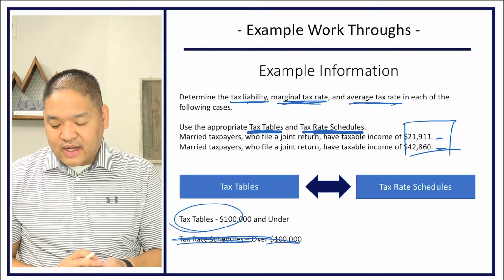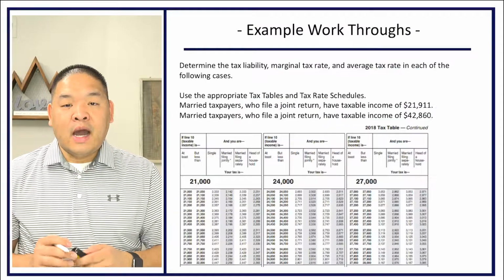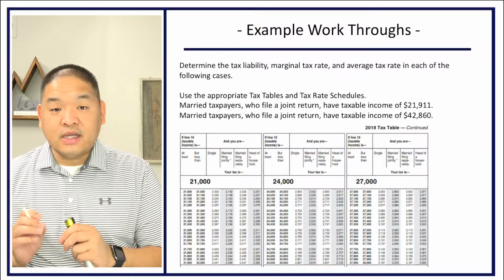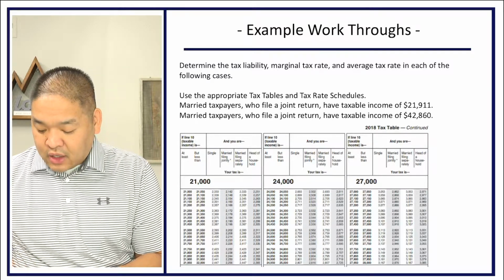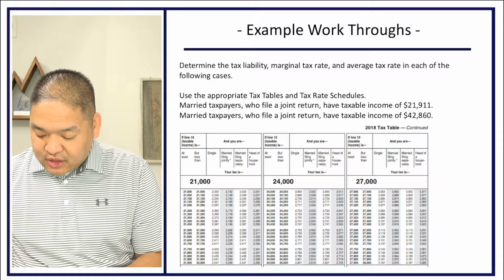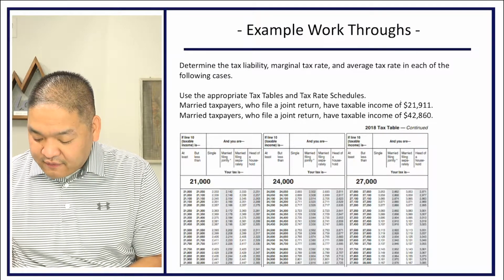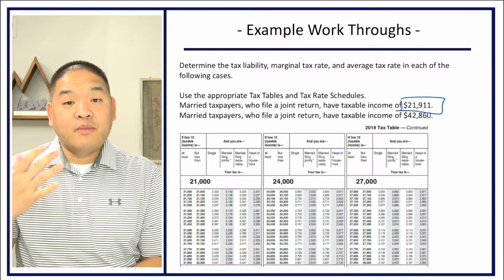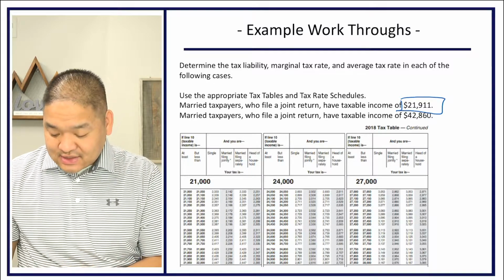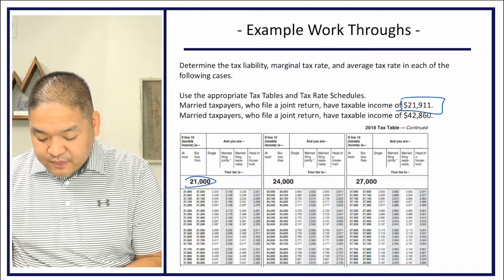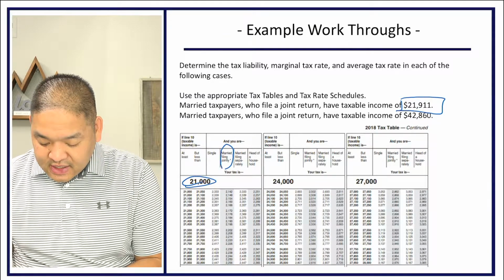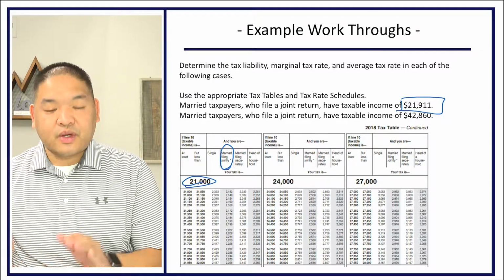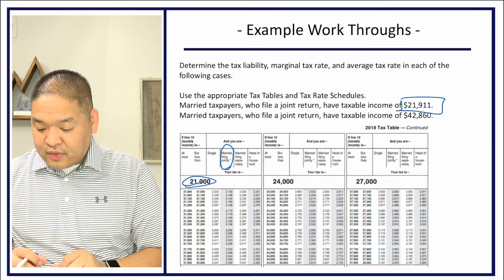So we would be looking at the tax table here. I apologize that it's really small here, but I'm going to help you understand what's going on. So this first one here, $21,911 is what we're looking for. If you remember how we figure out taxes here, we go to 21,000 and then they are married filing joint. So married filing joint is this second column here. So that's what we're going to look for as we go down through this.